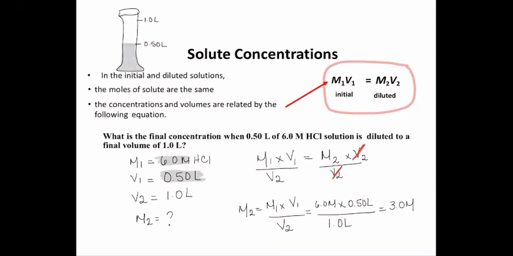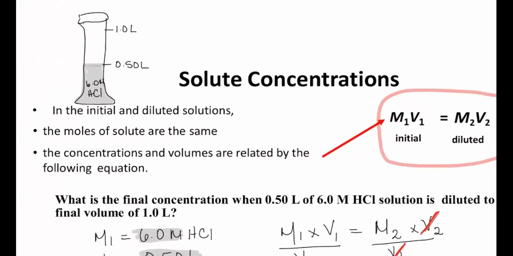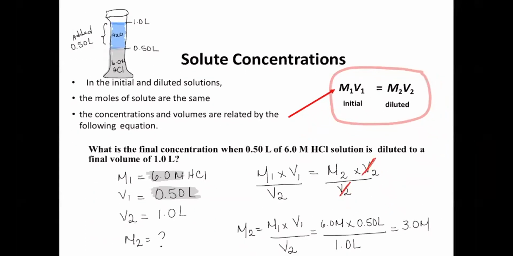Now, based on the problem, as you can see, that half a liter volume of 6.0 molar HCl was diluted up to the 1 liter line. So that means that we added a solvent, which, looking at the properties of HCl, can be water, and we're going to study that more in detail in chapter 9. So as you can see here, in order to make this 1 liter solution, we added in 0.50 liters, okay?